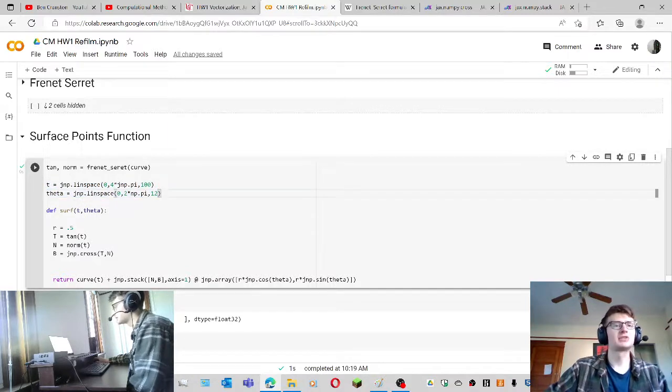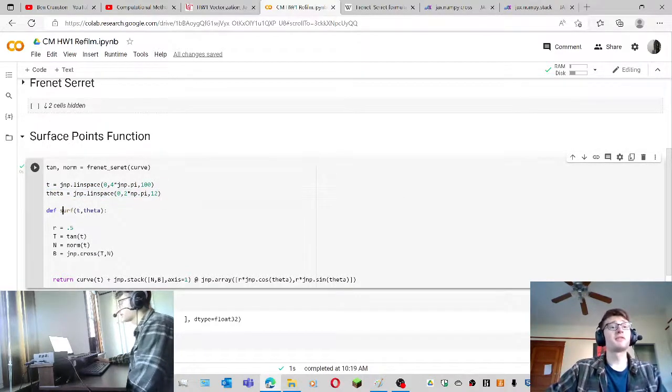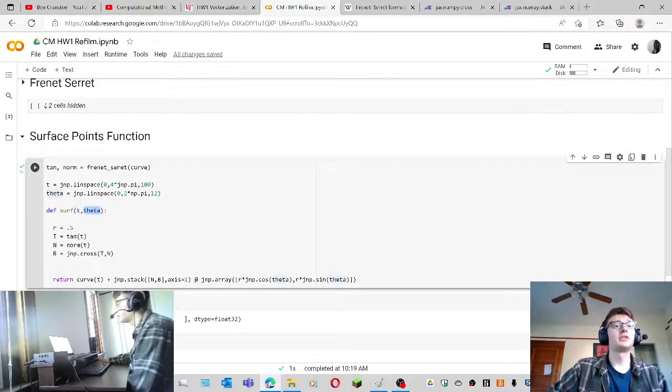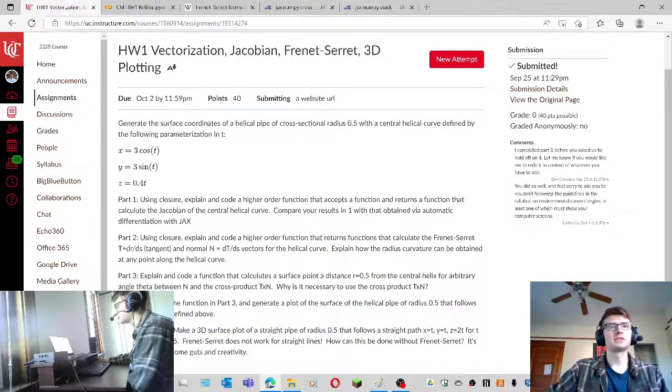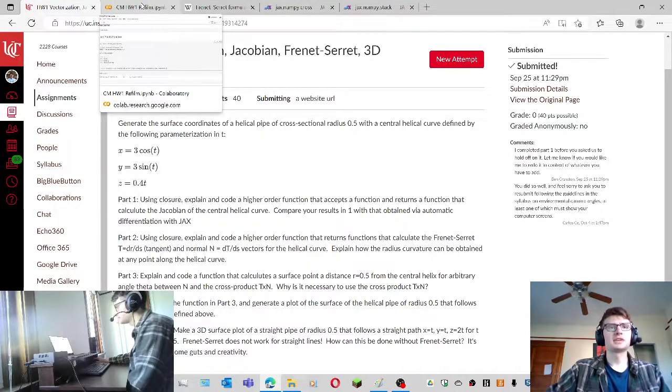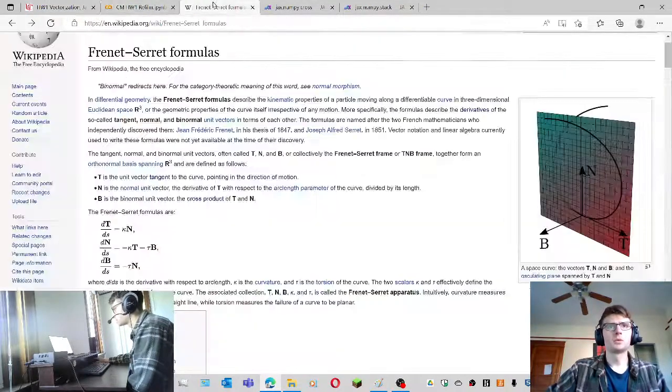Actually, I don't need to do this, so I probably won't do it. And then I'm just going to make a function to calculate points at a specific time and theta along the surface of this plot. I'm not using those, I just accidentally clicked on those. But it would be like a single, where am I looking?